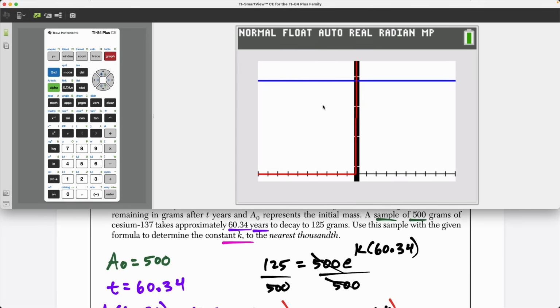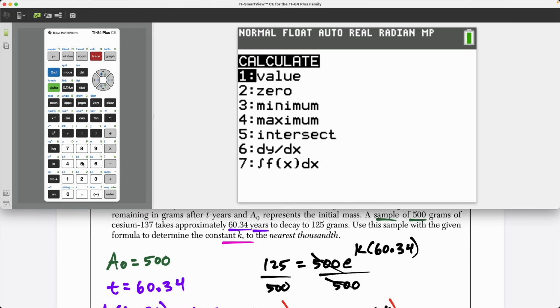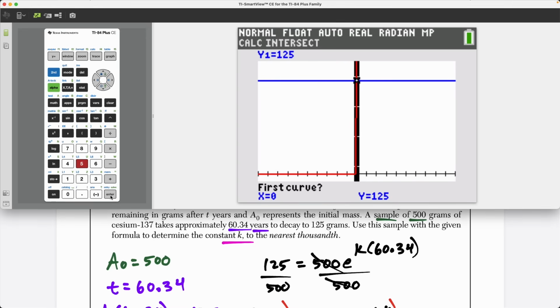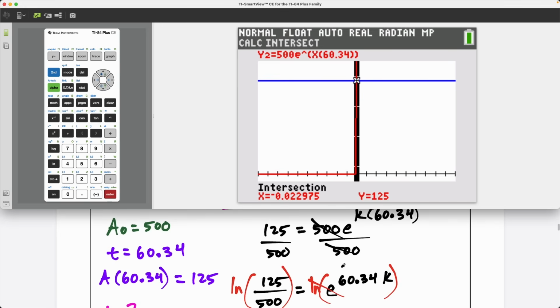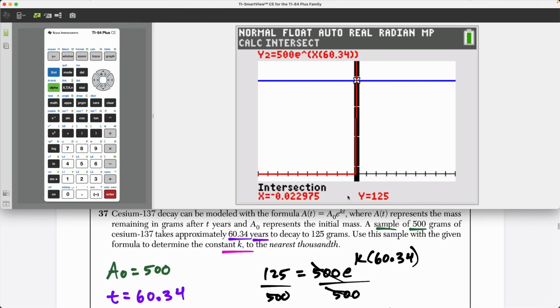Now I press enter, and you see how we have this point of intersection here? I press second trace number 5 to see where these intersect. Press enter 3 times and see how we get that same value here. So either way, we're going to get the value that we need. If they say algebraically though, then I have to show all these steps. But if they just say determine, you could just do a little sketch and say the intersection point in the calculator, and that would suffice as work shown.